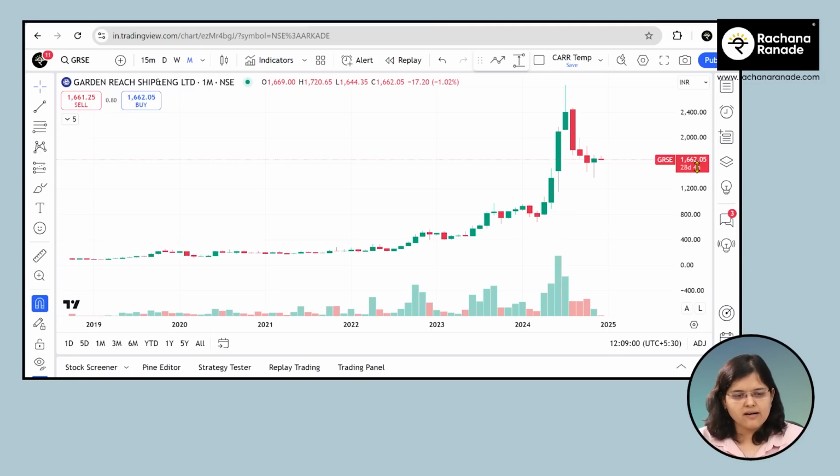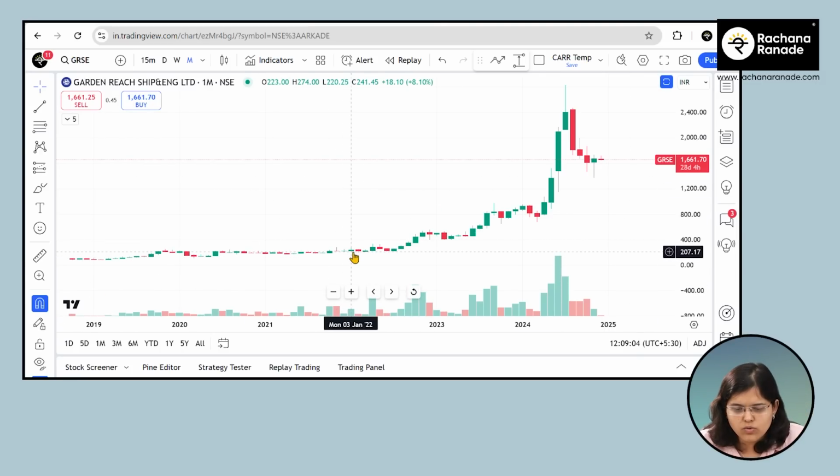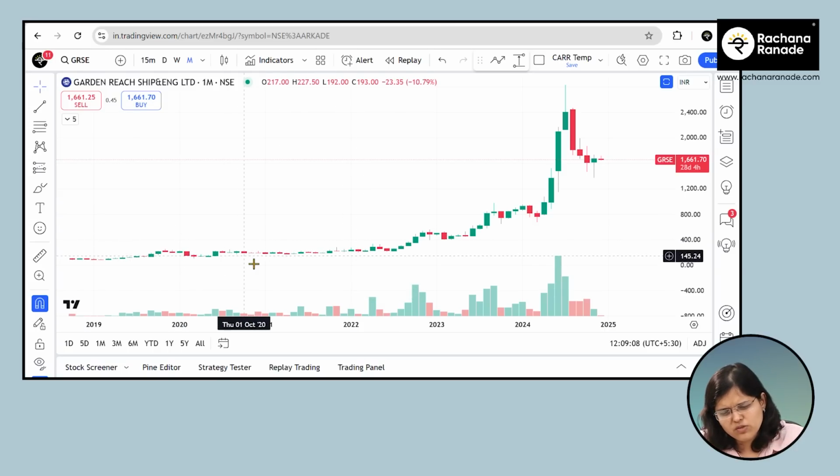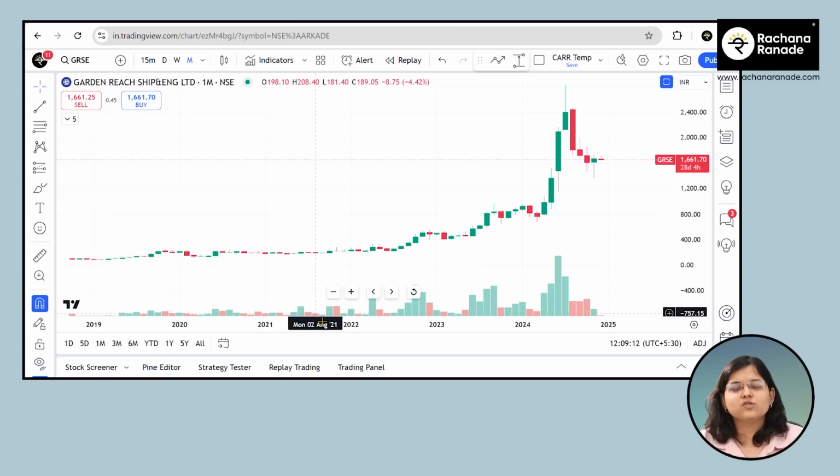Okay, now with that, let's move on with the stock, which is GRSE, and that is a concept that I'm going to teach based on price action analysis. And for that, have a look at this. Now I'm on the monthly candlestick of GRSE, and if you see here, right from October 18 till almost Jan, Feb, March 22, the stock was in an absolute sideways trend. Barely there were any volumes, barely any interest in the stock.